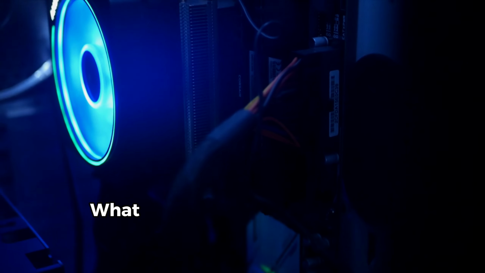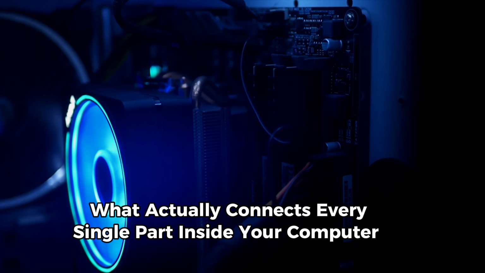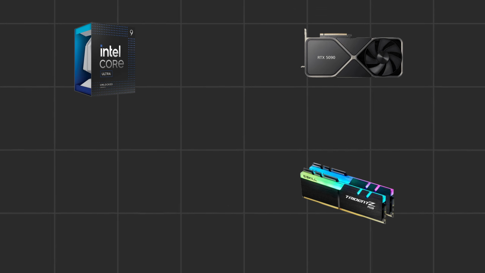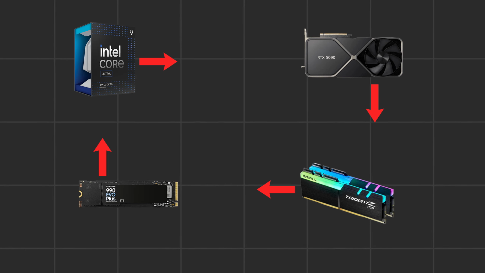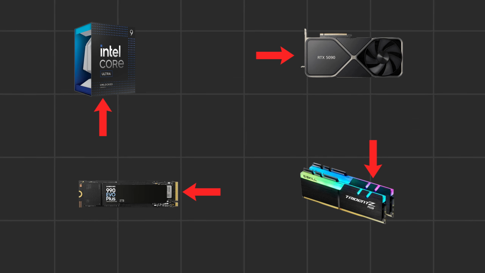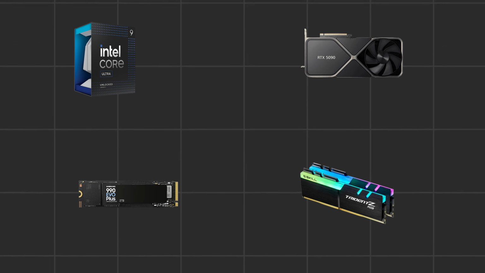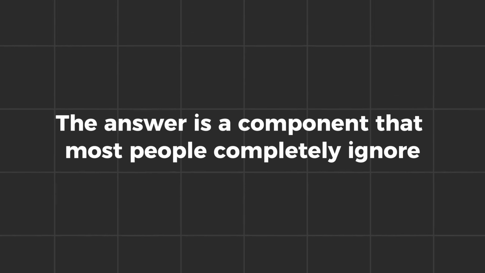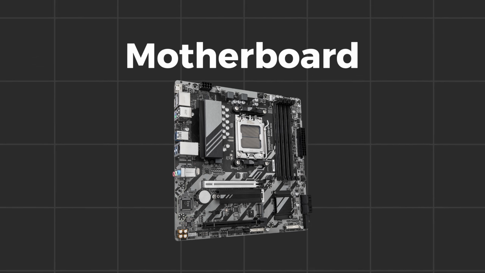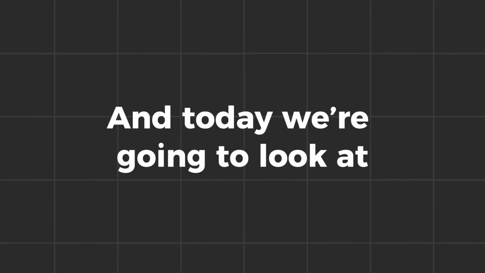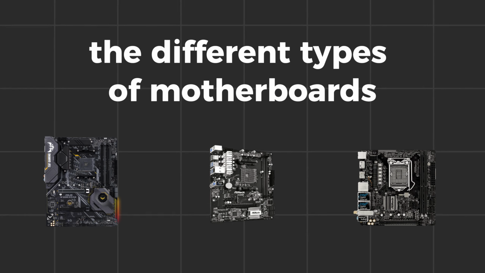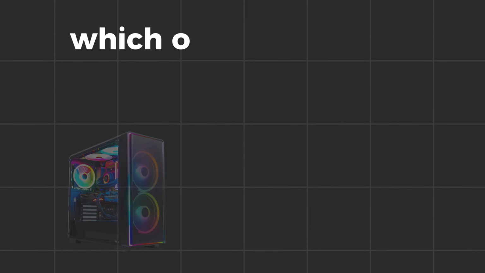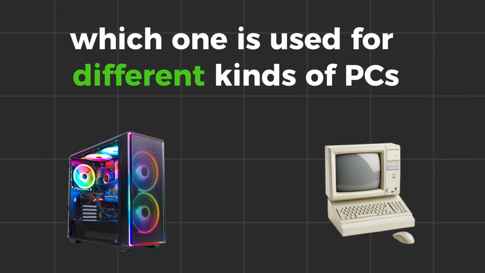Have you ever wondered what actually connects every single part inside your computer? CPU, GPU, RAM, storage? All of them need to communicate with each other constantly, but none of them can talk directly. So how does your computer actually work as one system? The answer is a component that most people completely ignore: the motherboard. And today we're going to look at the different types of motherboards, how they are different, and which one is used for different kinds of PCs.